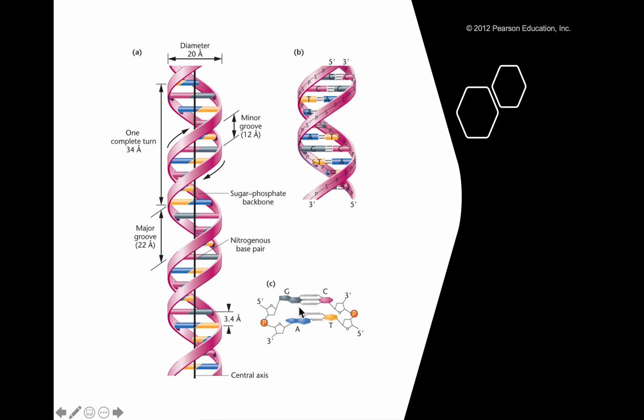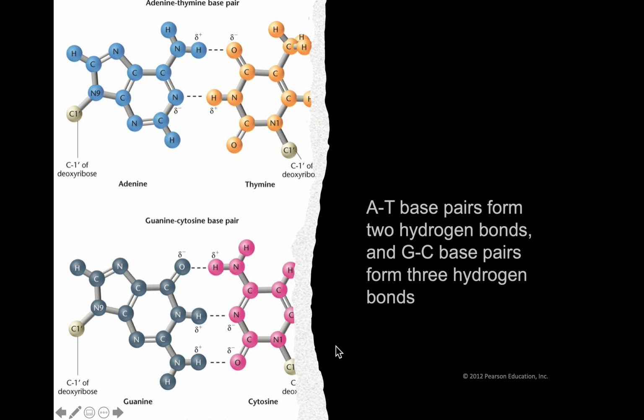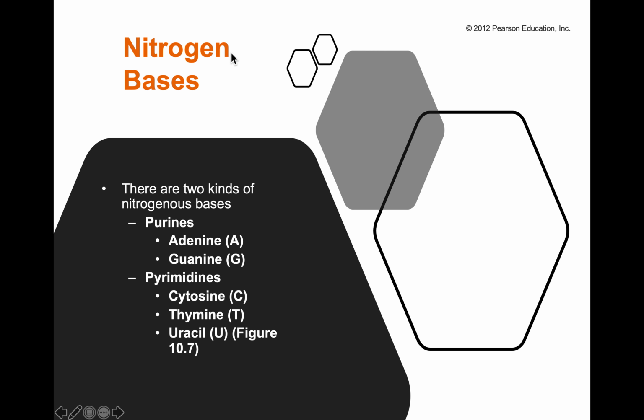As you can see, the guanines and the adenines contain 2 rings, whereas the cytosine and thymine only contain single rings. You can see that more clearly here. We have adenine, which contains 2 rings, and we have thymine that contains 1 ring. And here you can see that adenine and thymine, A and T, are held together by hydrogen bonds. So there are 2 kinds of nitrogen bases. Adenine and guanine are known as purines, and cytosine and thymine are known as pyrimidines. Uracil is present in RNA, and that is also a pyrimidine.